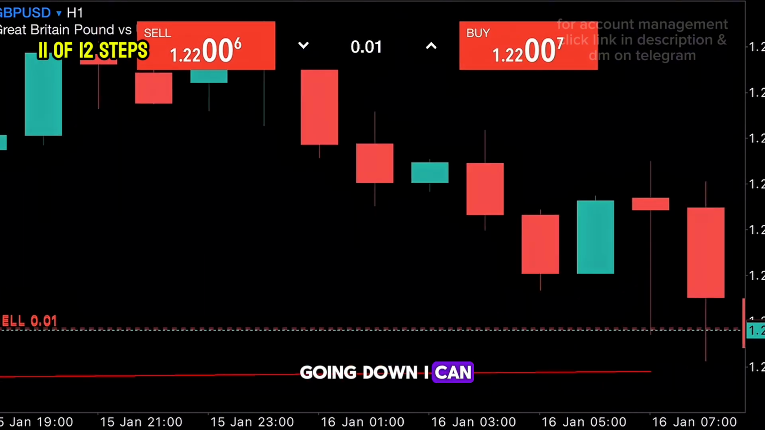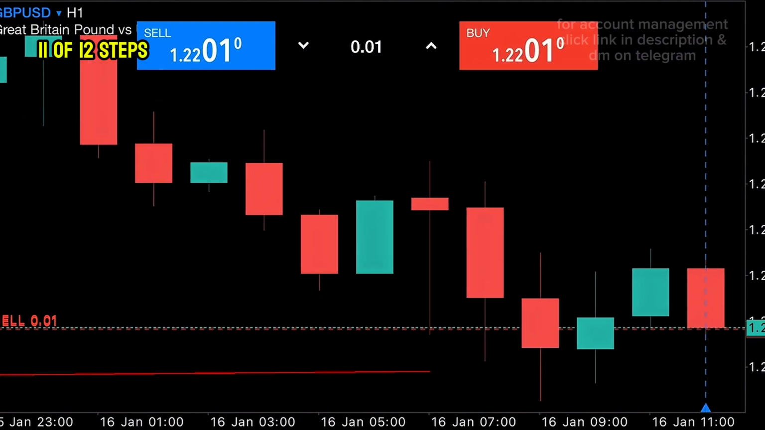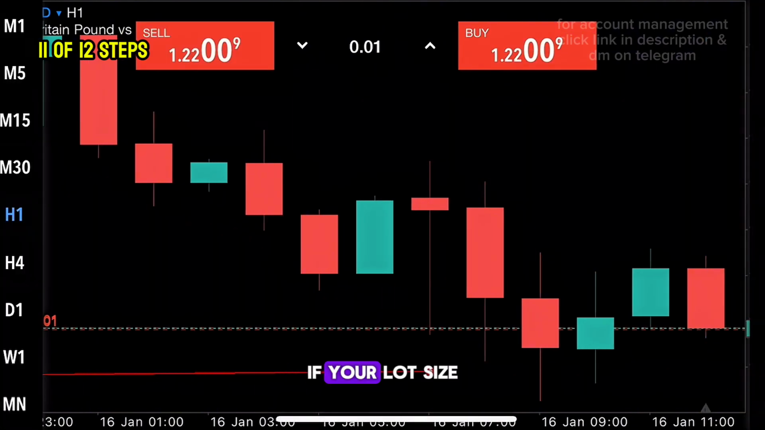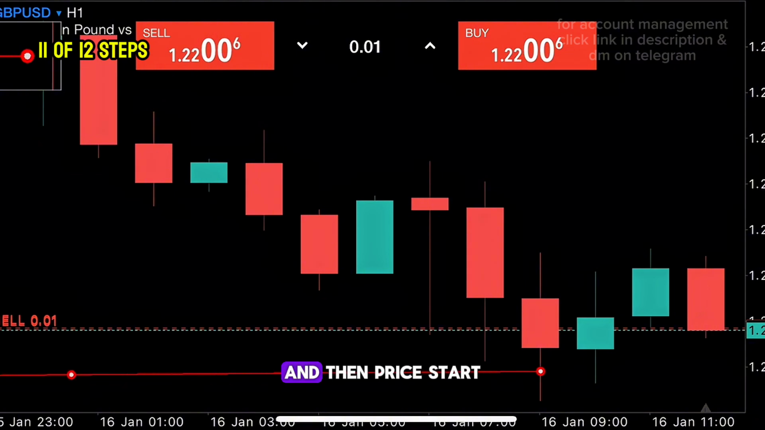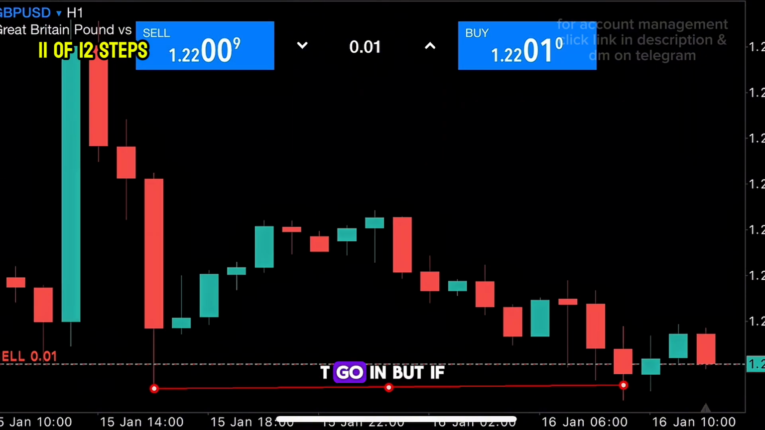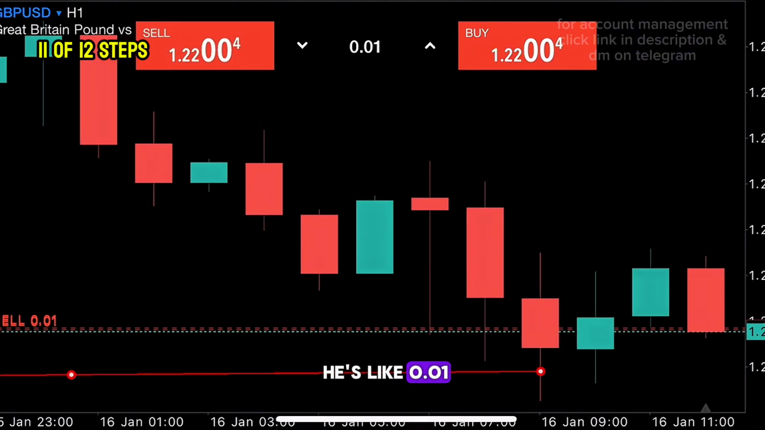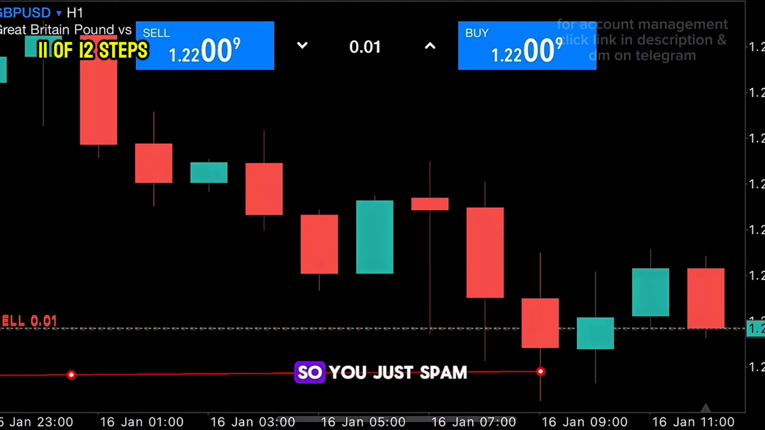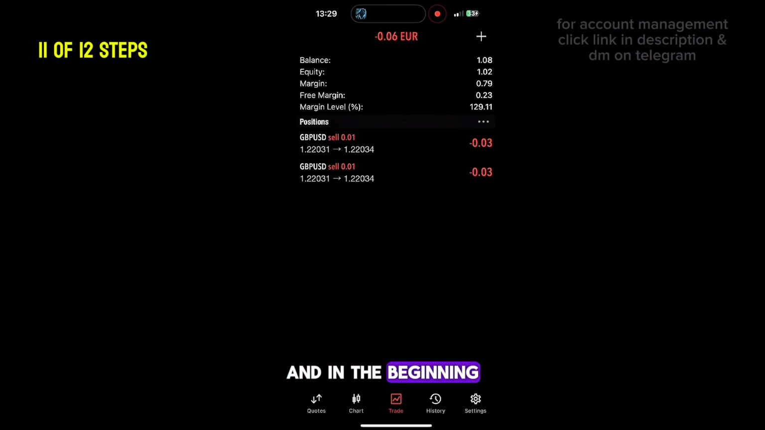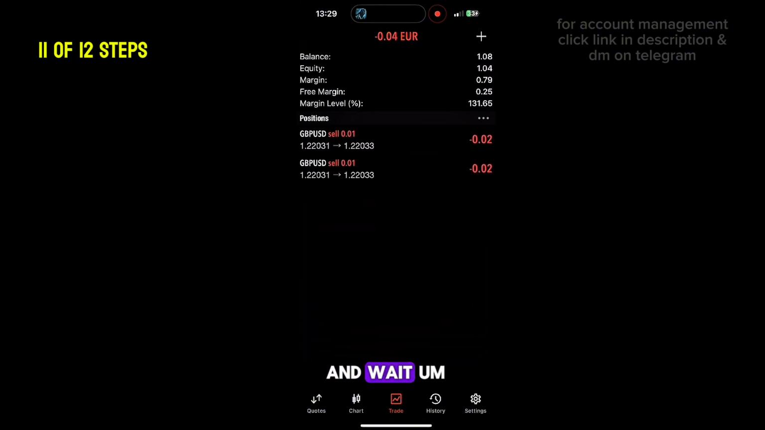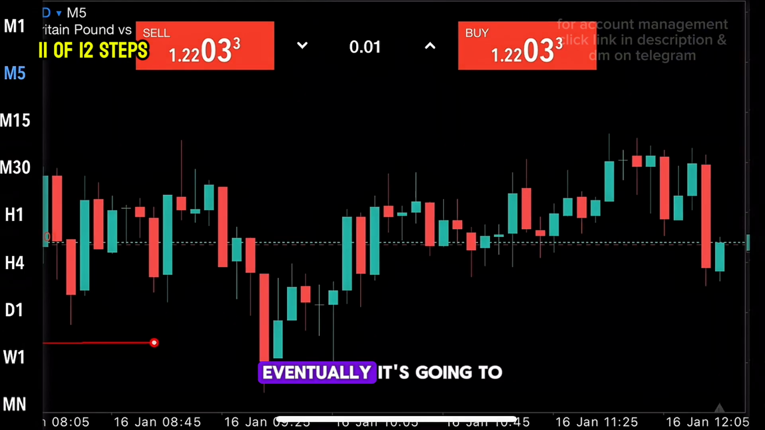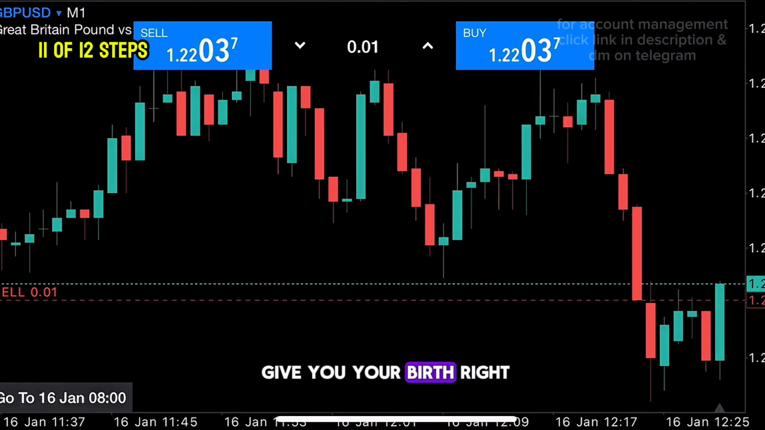so if price is going down, I can keep increasing, and then they'll not tell me that my margin is full and the likes of that. Because if your lot size is big and then price starts going down, you're pressing 1.0 and it says not to go in. But if it's like 0.01, they cannot tell you that it will not go in, so you just spam in bulk. And in the beginning it was looking like this, but you have to be patient and wait, and eventually it's going to give you your bet right.